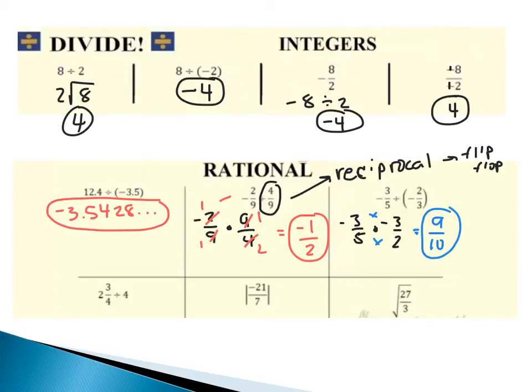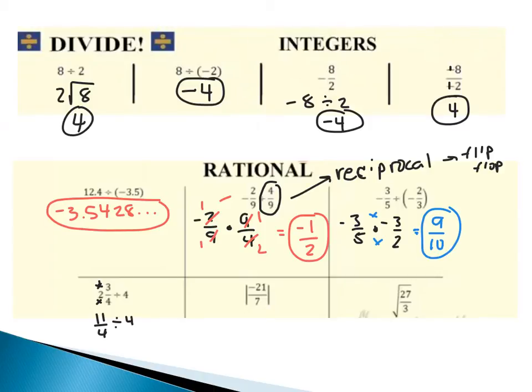Next one, I have 2 3/4. Oh my God, a mixed fraction. What should we do first? Let's change this to an improper fraction. So 2 times 4, and then I'm going to add the 3. So 2 times 4 is 8, plus 3 would give me 11/4. And then it says divided by 4. Interesting. Well, look at divided by 4.